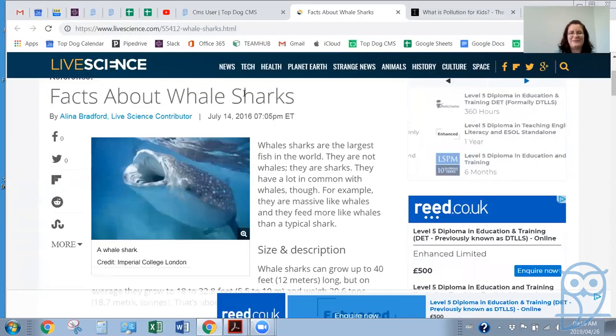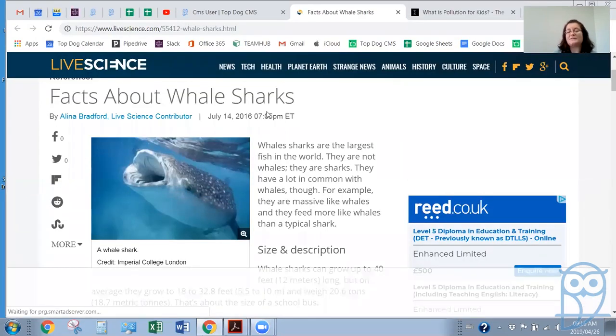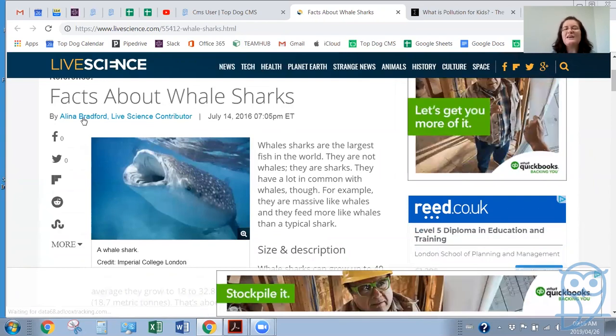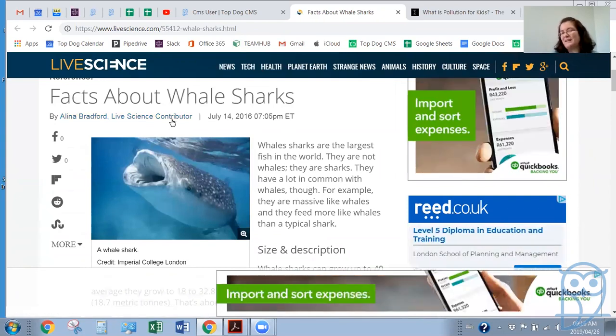Yes, good, okay. So, "Facts about Whale Sharks." This is what this person decided to call their article. And if you really, really wanted to get technical, though there is no need to, you could say who it's by and which magazine you're writing for, just to be fancy.